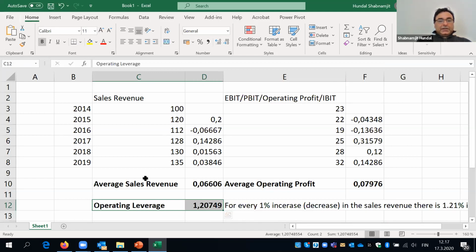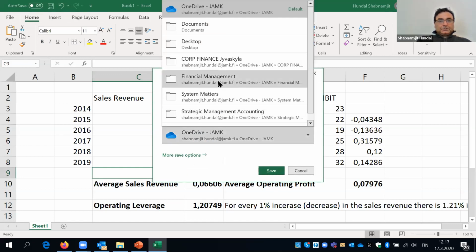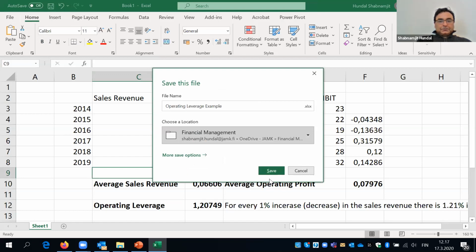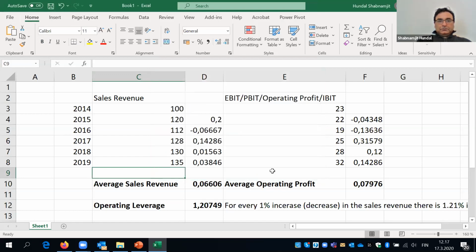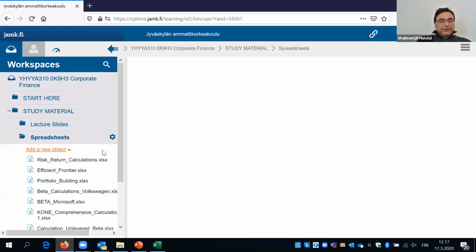I can save it and I can share it with you. Operating leverage example. I can add it in the operating leverage example.